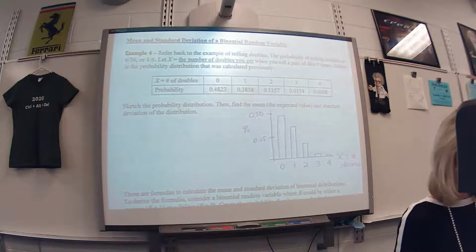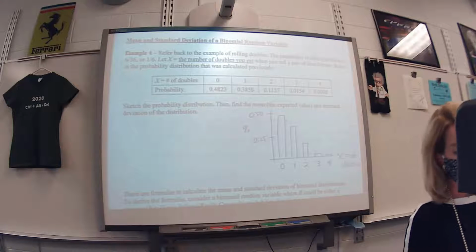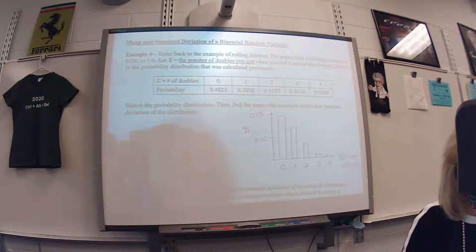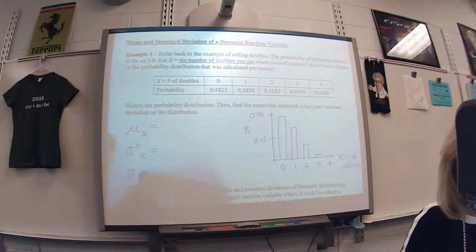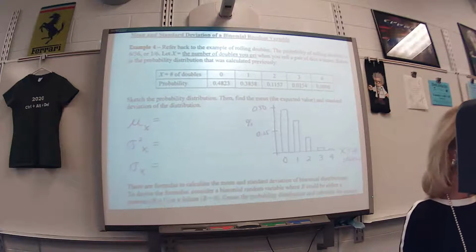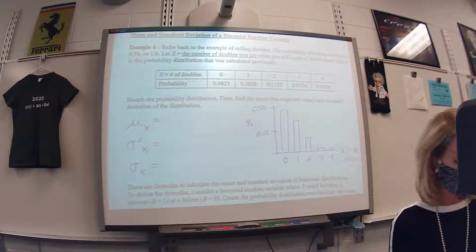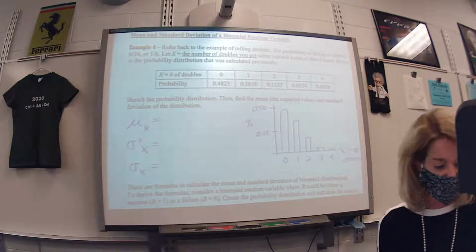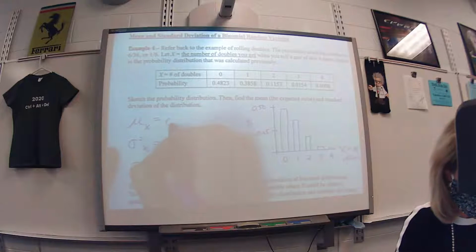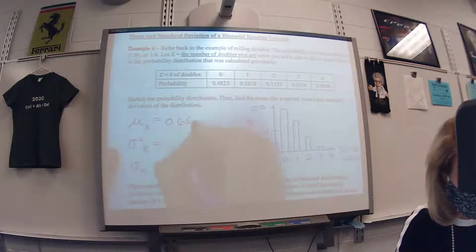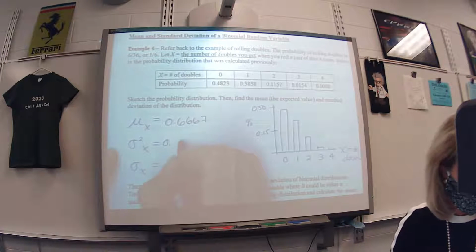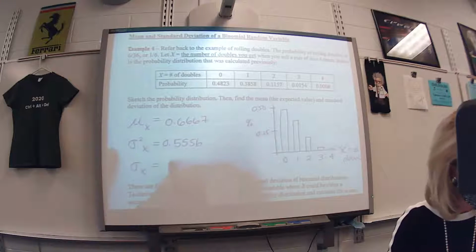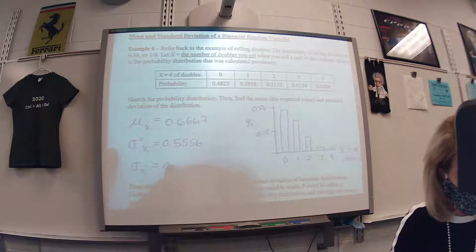When we were together on Monday, we reviewed how we would use our calculator to figure out mu sub x and the variance or standard deviation for x. I'm not going to go through it on the calculator. If you went through all those steps we learned, you would find that mu is about 0.6667, to 4 decimal places. The variance is 0.5556, and the standard deviation is the square root of that, which is 0.7454.